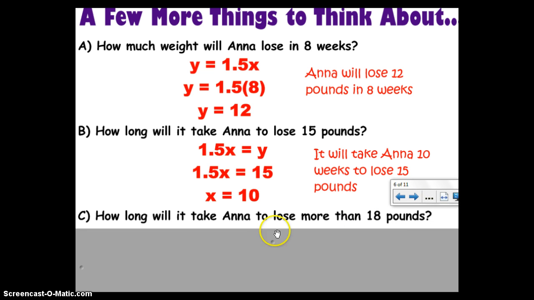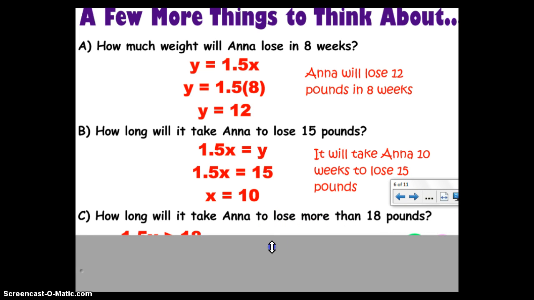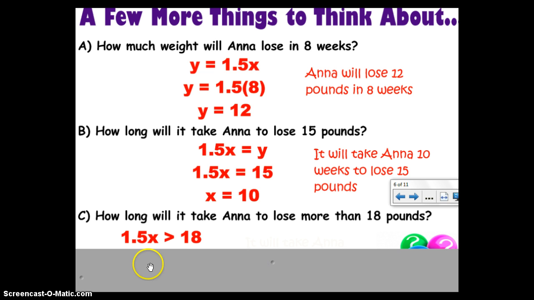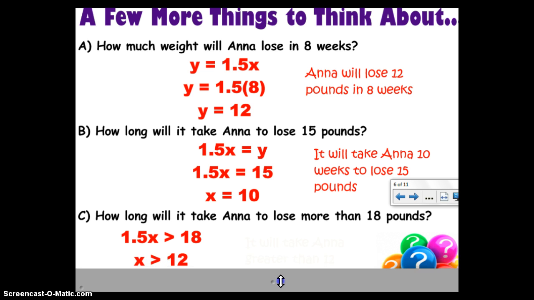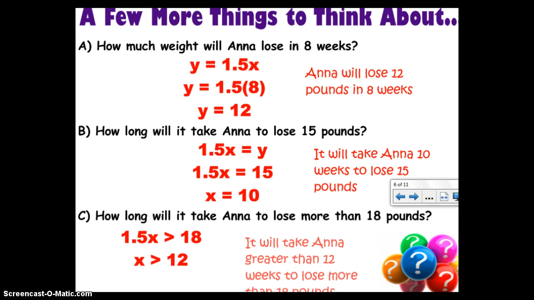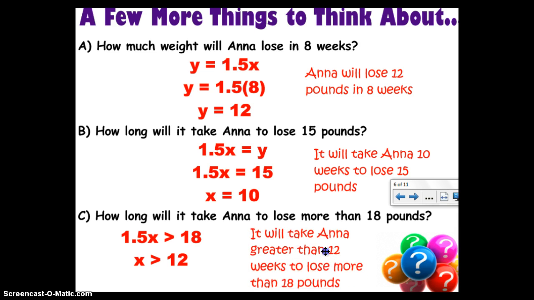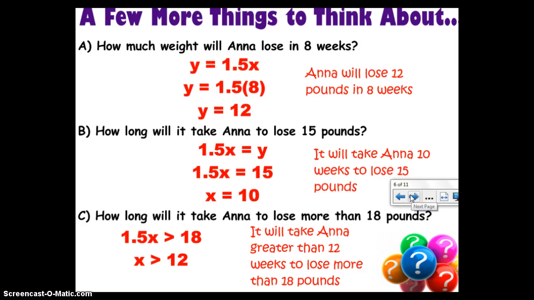How long will it take Anna to lose more than 18 pounds? We still have 1.5x, and our pounds is 18, but this time we want to set up an inequality where 1.5x is more than 18. I will divide both sides by 1.5, and my answer is 12. This means it will take Anna more than 12 weeks to lose more than 18 pounds.